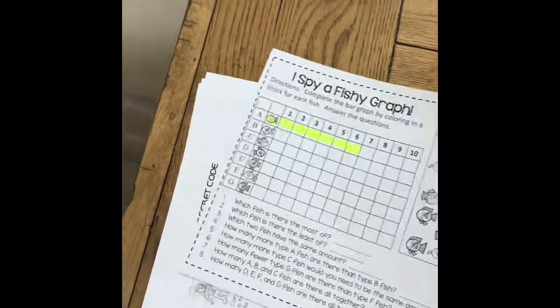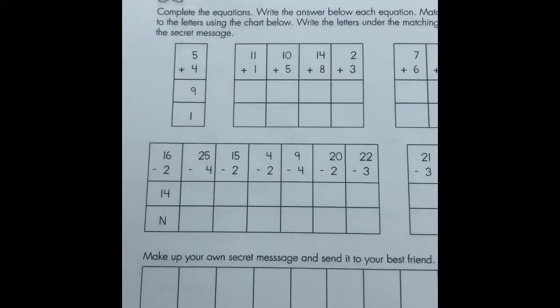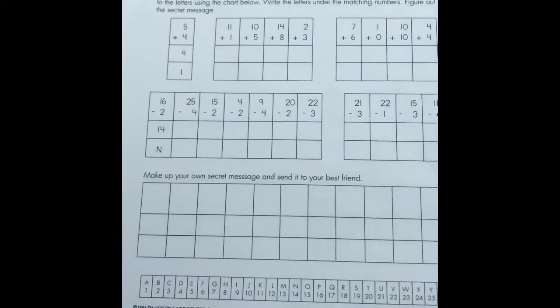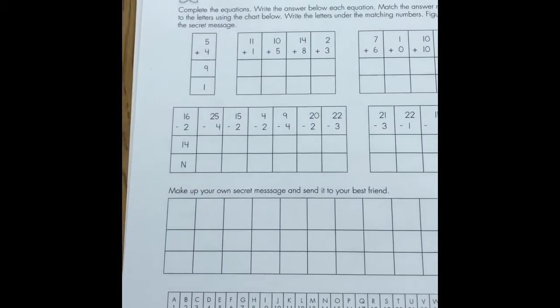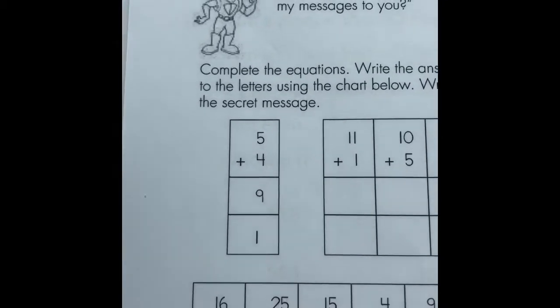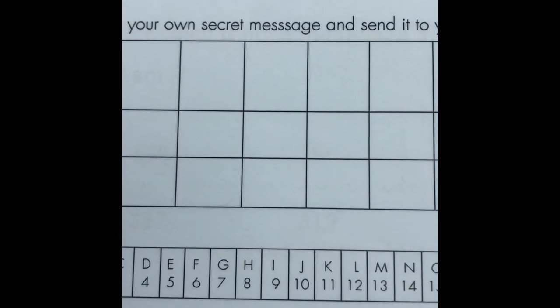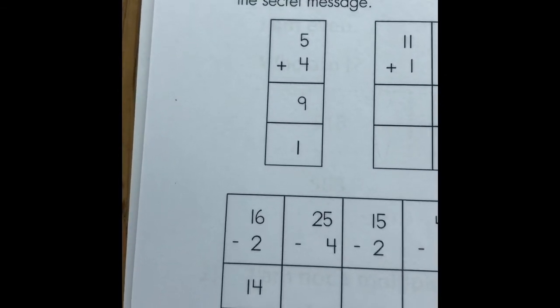The next activity is a secret code. And we're going to be using our addition and subtraction to solve this secret code. The first one's done for you. 5 plus 4 equals 9. We go down here. 9 is I. So I put I in my graph.